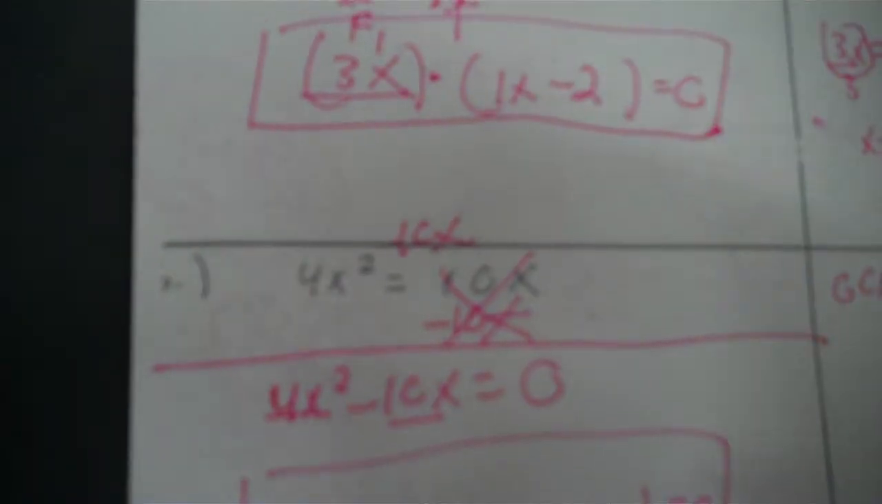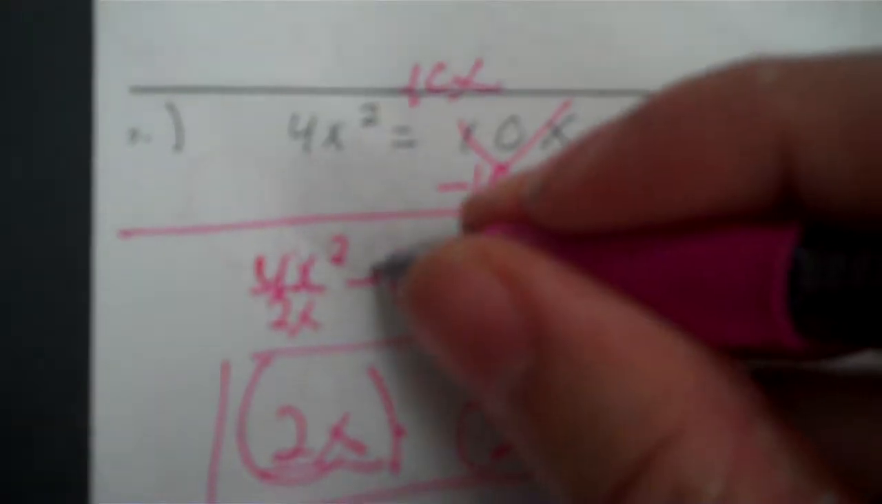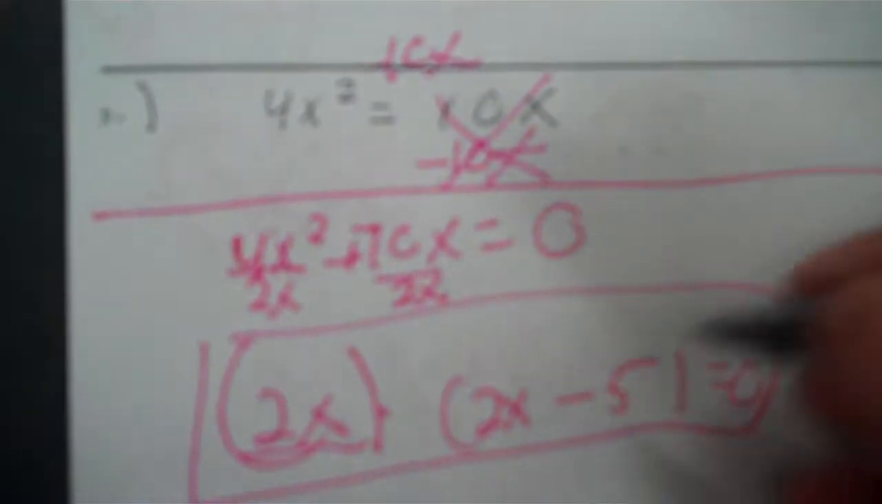Okay, 4 divided by 4 is 1. 10 divided by 4 is a decimal. It's not going to work. Okay, now let's try 2. 4 divided by 2 is 2. 10 divided by 2 is 5. Okay, so 2. So 2x, 2x, 2x. So it's going to be 2x and minus 5.